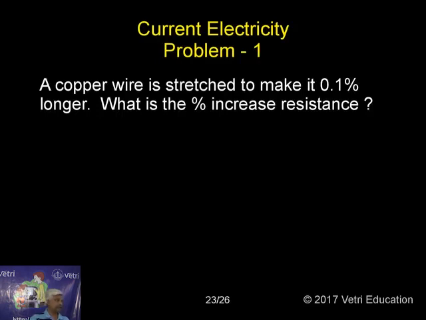Kirchhoff's law, the two statements we have seen: the algebraic sum of the current at any junction is equal to 0. The algebraic sum of the product of current and resistance is always equal to the algebraic sum of potential in the circuit. Like that we have seen. Very clear.